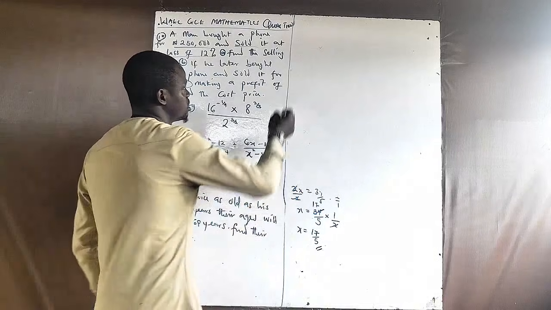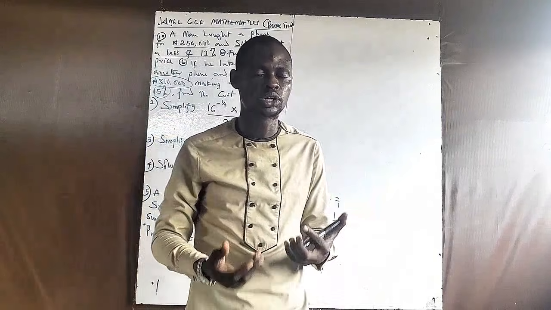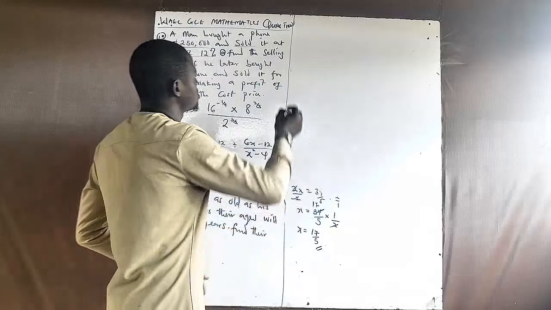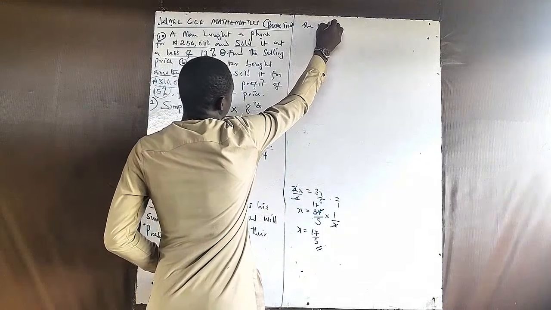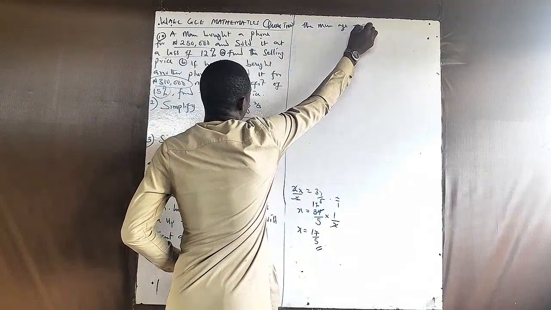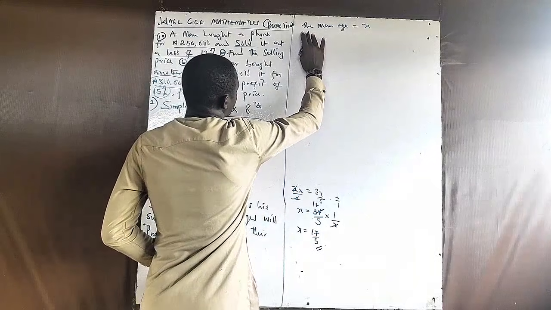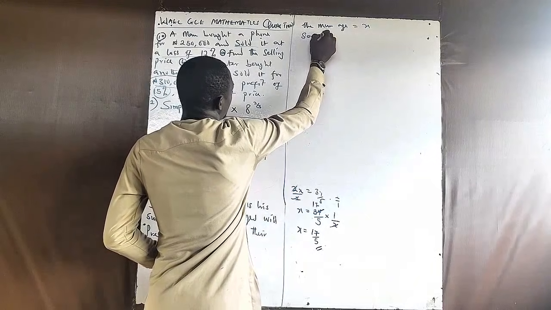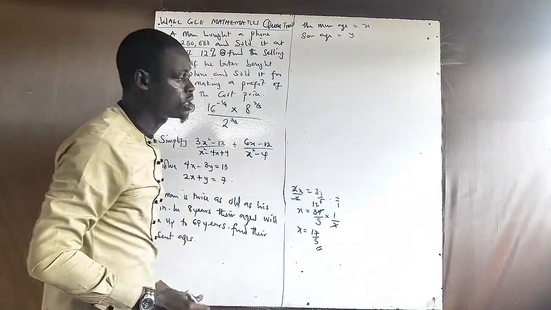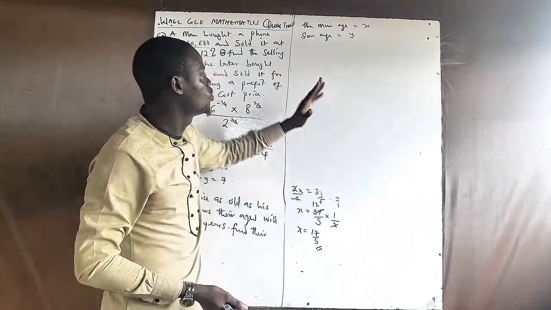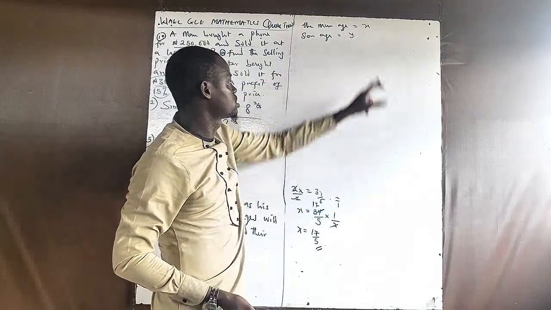Now, take note of this. We don't know the age of the man. Likewise, we don't know the age of the son. So we can assume the age of the man to be equal to S, and the son's age will be equal to what? Y. Altogether, because we don't know the age of both of them, we can say the age of the man is S, the age of the son is Y.